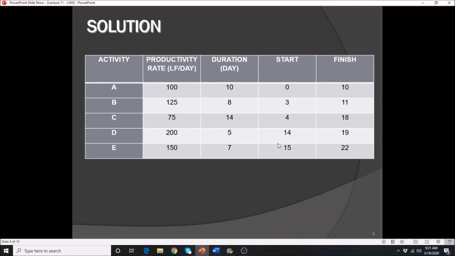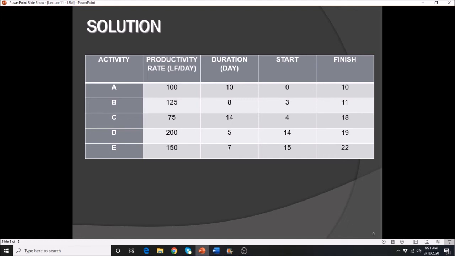Oh, look at this again. Why are we starting on the 14th? Let me show you again. If we start on the 13th day, plus your duration of 5 days, it will finish on the 18th. And notice again, your activity C ends on the 18th. It will intersect your activity D.